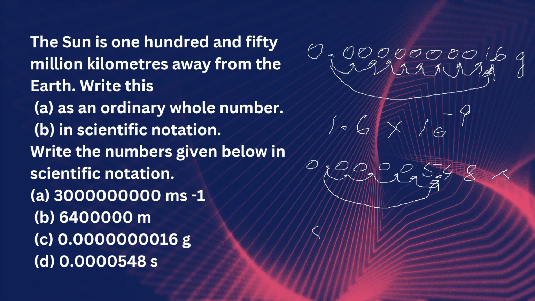So I will write 5.48 into 10 to the power negative 5. Why negative 5? Because I have moved from left to right. Previously I moved from right to left, and it was a positive exponent. Now since the number is very small, 0.000, you can see it is very small, it has a power of negative 5.